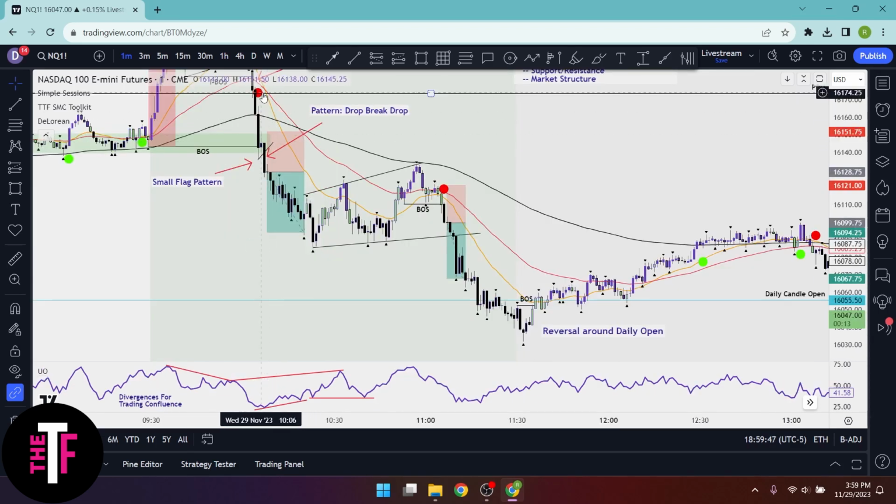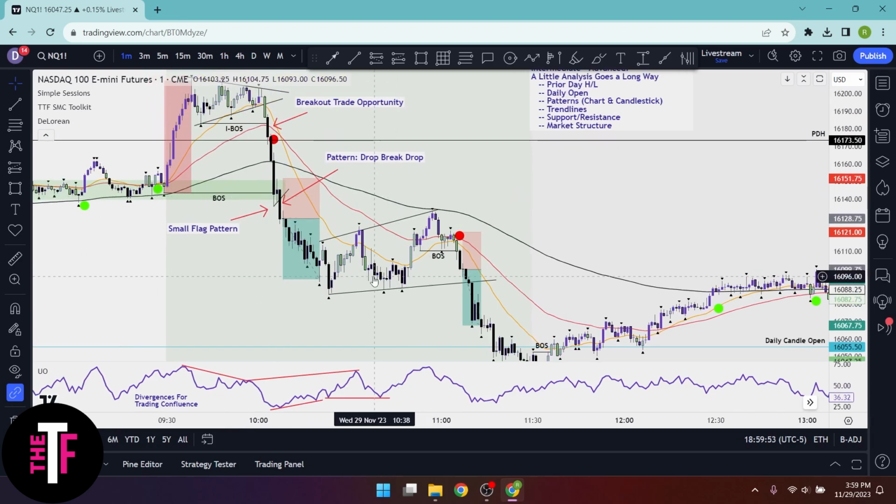You also get your EMAs all stacking in the correct direction at this point in time, and now you can start to look for bearish moves with continuation pullback trades. So here, if you trade candlestick patterns, you get a nice engulfing candlestick. As price has pulled back into the EMAs, you get a nice bounce and it continues downwards.